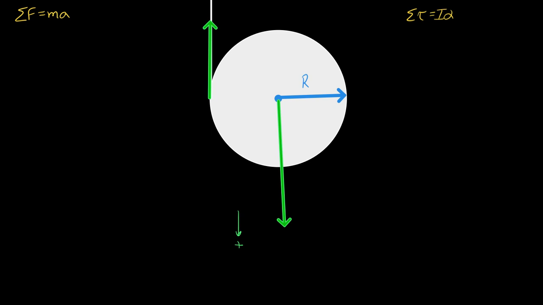So I've identified the forces. I've drawn a diagram indicating where they act and how they occur. I've indicated a direction I call positive. And now I write in my force equation. mg minus tension equals ma. That's it. I'm done for forces.